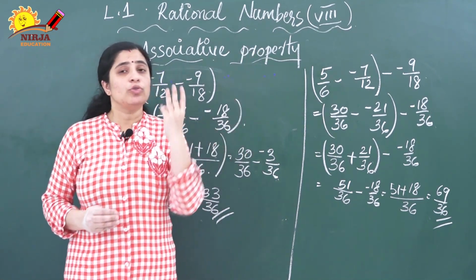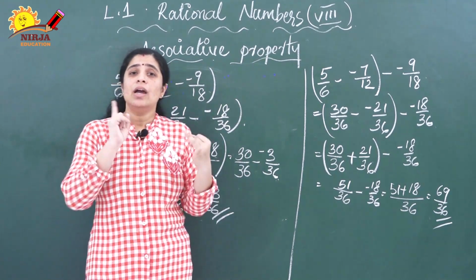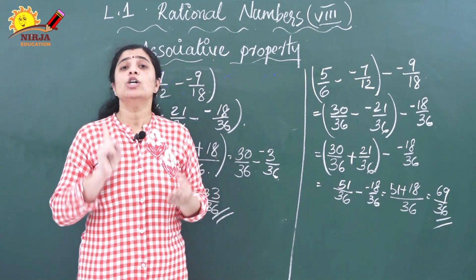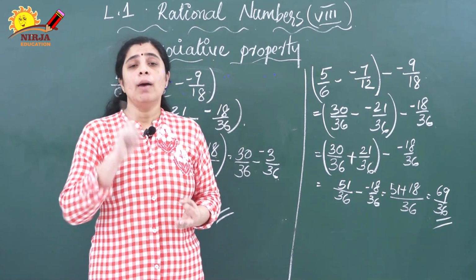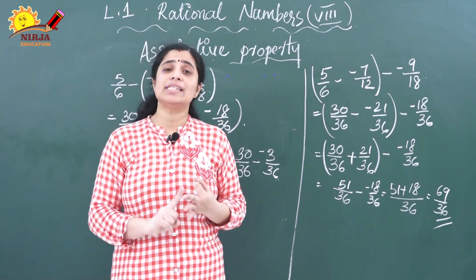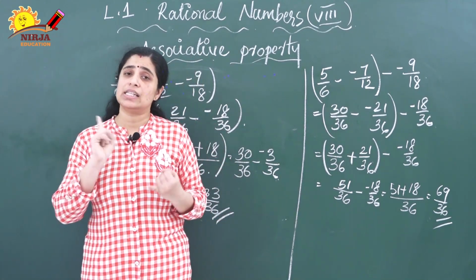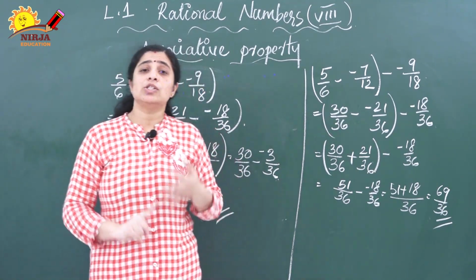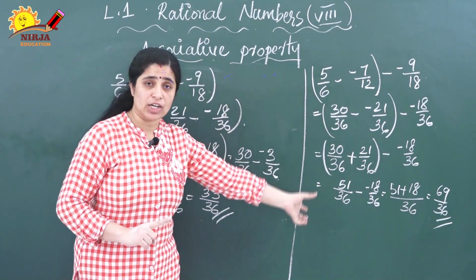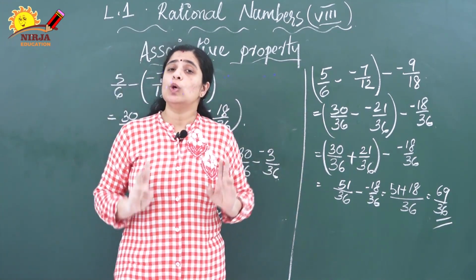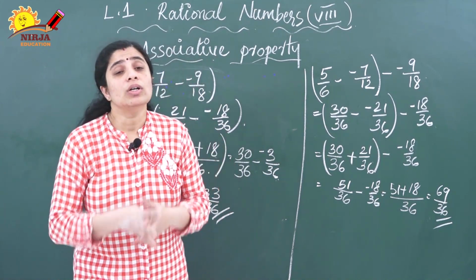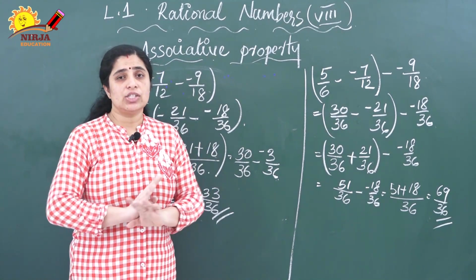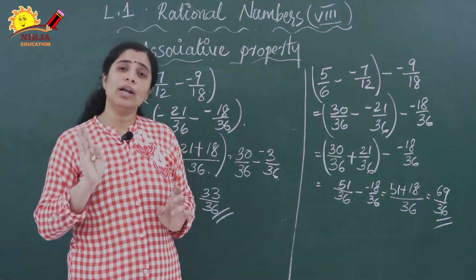So we have discussed three properties: closure property, commutative property and associative property. All these properties are true in the case of addition, but in the case of subtraction it satisfies only the first property, that is the closure property. Associative property and commutative property are false in the case of subtraction. It does not satisfy these two properties. Next we are going to one identity, that is additive identity, that is only for addition. It is not for subtraction.